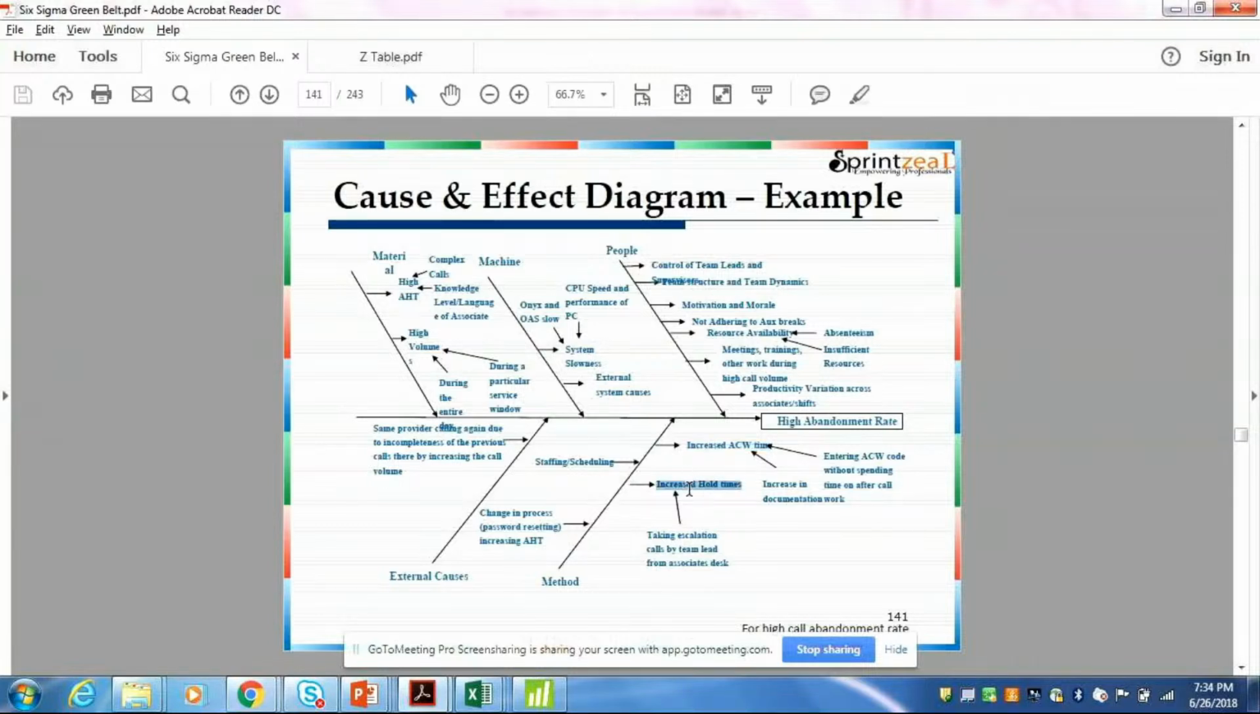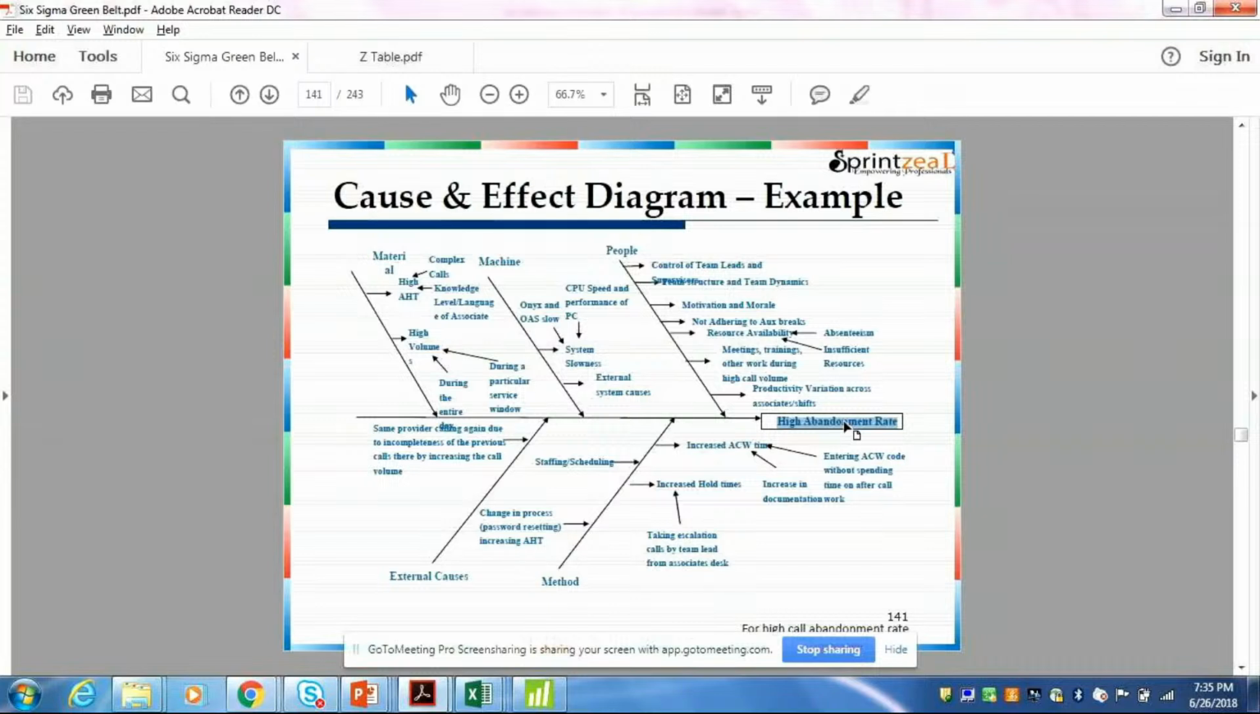Increase in hold time. Again, increase in hold time is increasing the average handling time, because of which again agents are not available to take calls, and you're getting a high abandon rate. Right? Staffing and scheduling incorrect. You haven't scheduled the right number of staff to take the calls. Change in the process, like that. You would capture all the causes which might be leading to this high abandon rate.